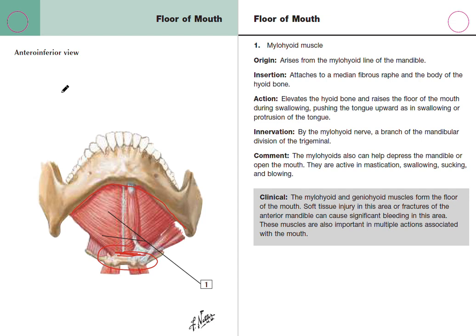It is innervated by the mylohyoid nerve, which is a branch of the mandibular division of the trigeminal. The mylohyoids also can help depress the mandible or open the mouth, and they are active in mastication, swallowing, sucking, and blowing. The mylohyoid, together with the geniohyoid muscles, form the floor of the mouth.